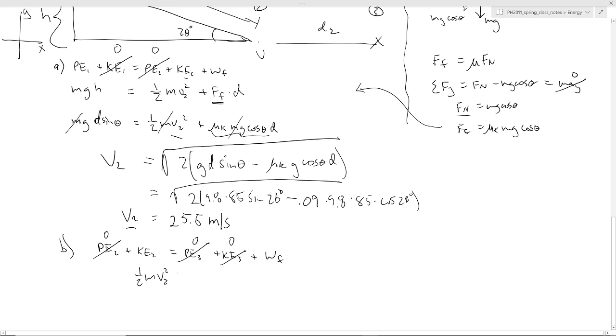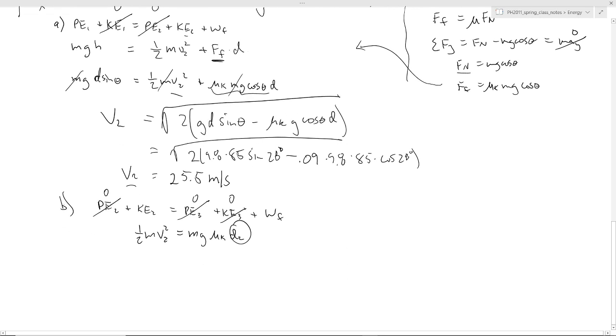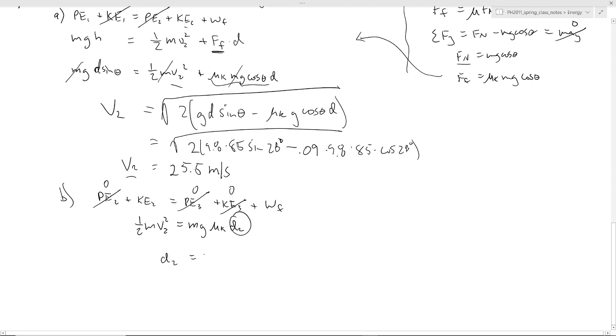So this will be 1/2 m v2 squared is going to equal the work done by friction, which is the normal force. So if you're just flat, that's going to be mg times the coefficient of friction, mu k, times the distance. So then we can solve this for d2. Notice, again, our mass cancels. So 1/2 v2 squared divided by g divided by mu k.